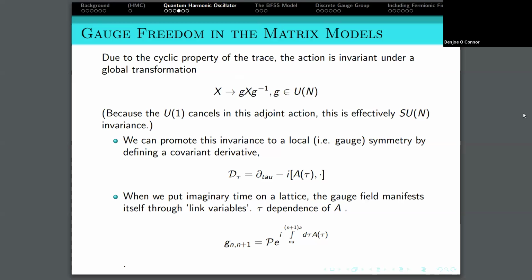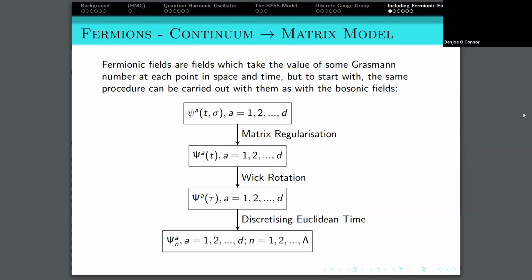This A here, the gauge field depends on imaginary time. And when we put this imaginary time onto a lattice, this gauge field manifests itself in terms of these things called link variables, which is the GN down here. So basically, as we move through the lattice, it's how the dependence of this gauge field falls from one link, one step on the lattice, to the next. So this is how we define it there.